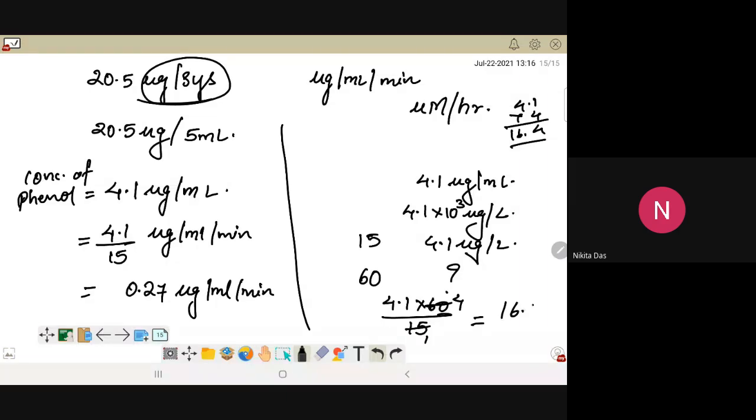Yes, sir. 16.4. 3, the 10 raised to 3 which is already there, we cannot forget. So 10 raised to 3 per hour. Is that clear? Yes, sir.